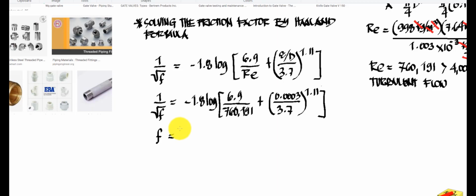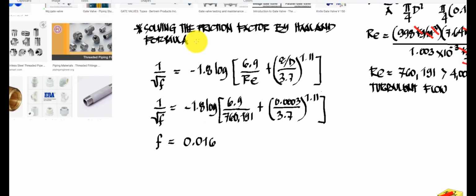So we have now the value of f, which is 0.01578. Rounding off, I'm going to round that into 0.016 for the friction factor. So this is for the 100 mm pipe.